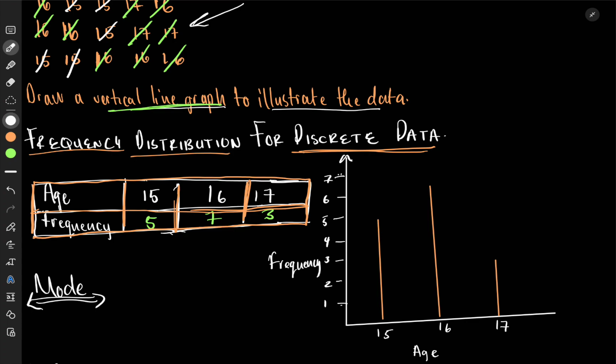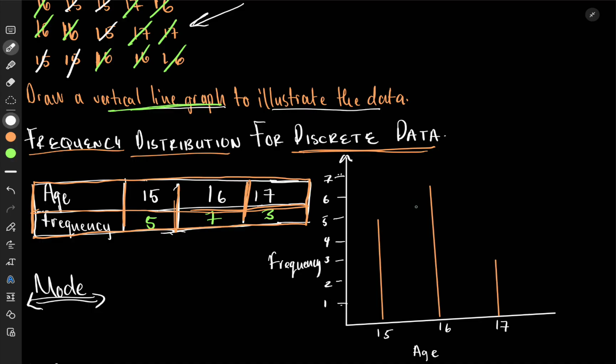So you can say, oh, Form 4s are typically 16-year-olds because we have 7 16-year-olds, okay? So most of them would be 16, okay? Just a few would be 15, and then some would be 17, okay? But most will be 16. That's what mode helps you to see. It helps you to see the most popular value, right?